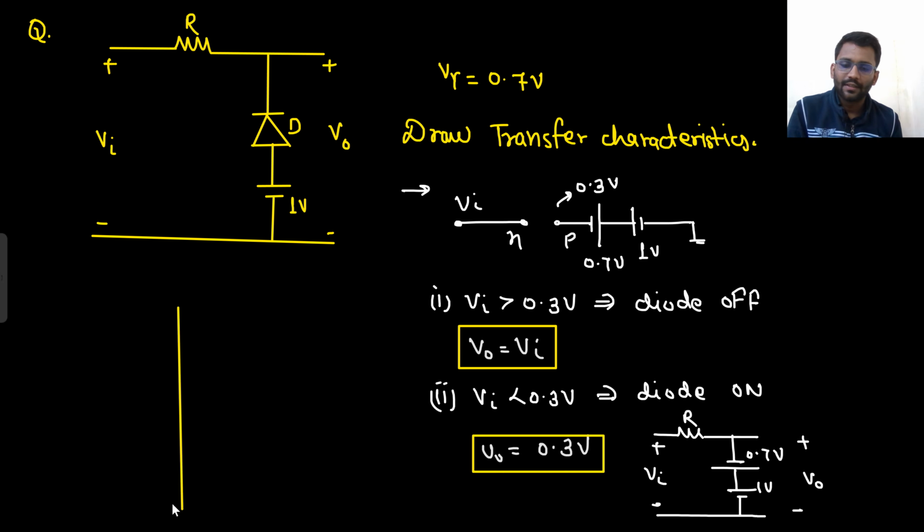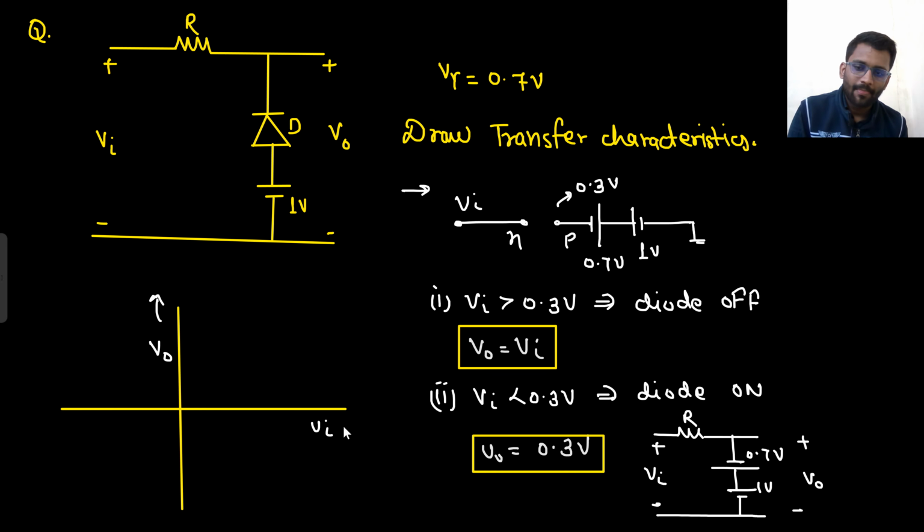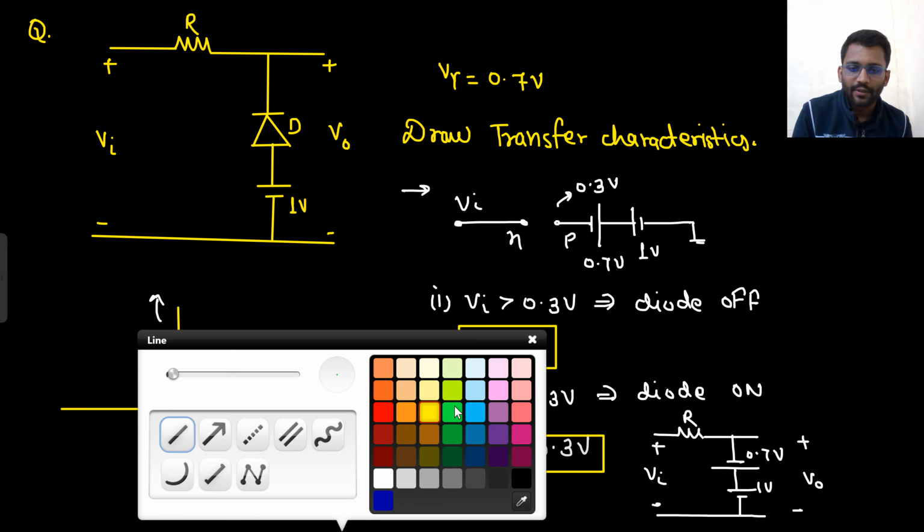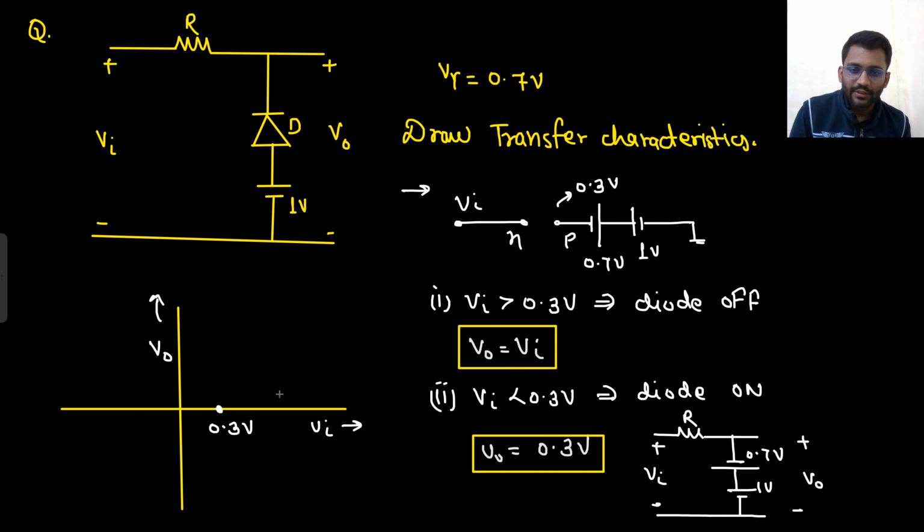What is my cut-in point? Not cut-in point, transition point. So that is 0.3 volt. So for V in greater than 0.3 volt, V out is always equal to V in, and for V in less than 0.3 volt, V out is equal to 0.3 volt only. And after that, it is always equal to V in. Well and good.